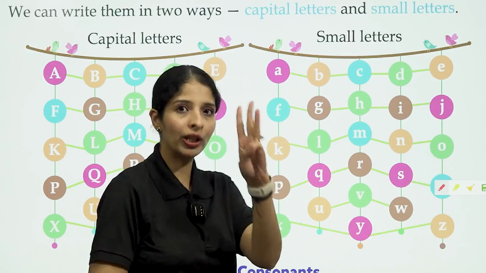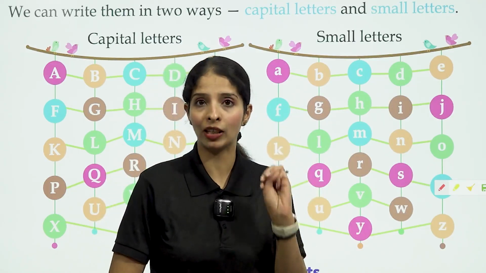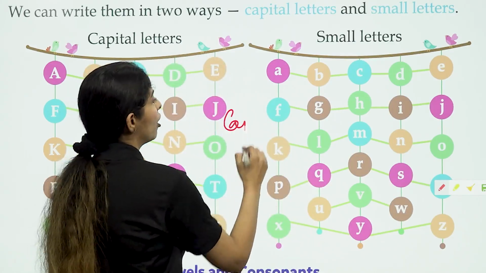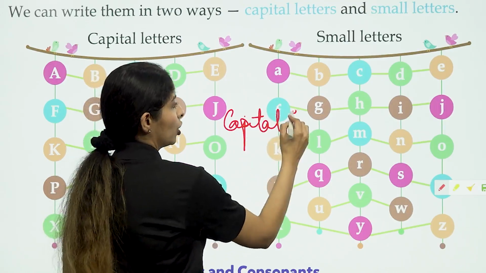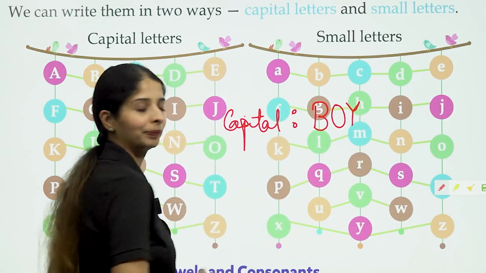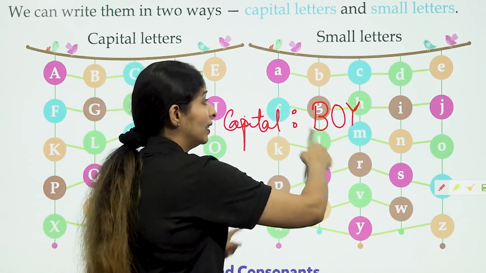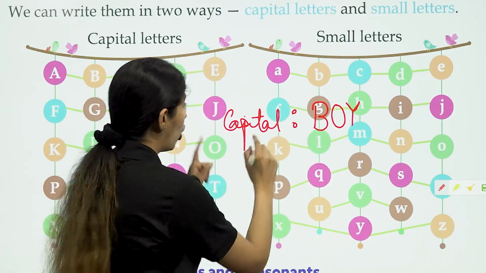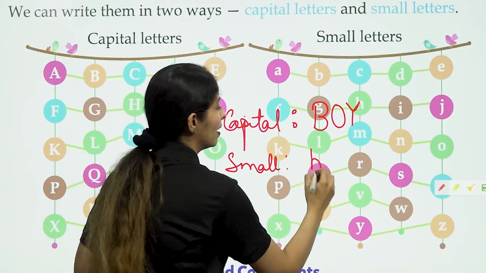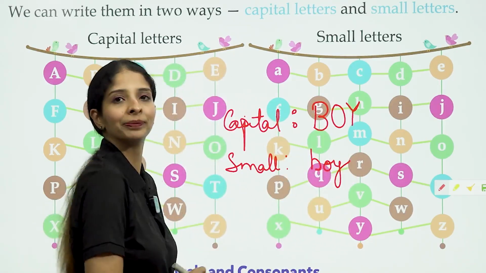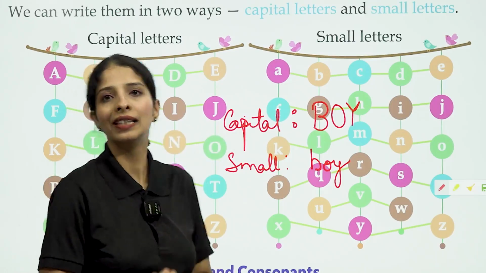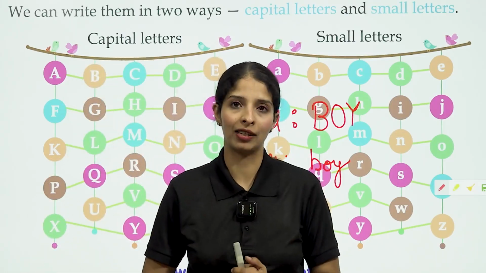The word is boy. I need three letters from the alphabet, which are B, O, Y. First I have to write in capital. So, I will write B, O, Y. Now, I have to write these three letters of the word boy in small. So, I will write it as b, o, y. So, this is the difference between capital and small letters, only the writing difference.